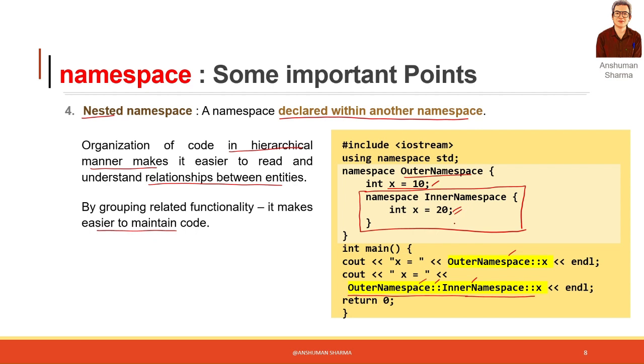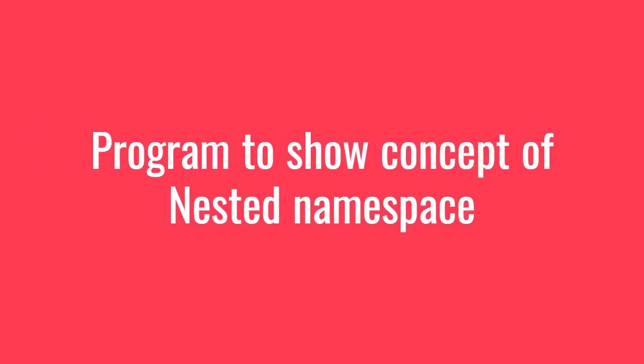Then in order to access it in the main function or outside, you have to prefix both the name of the outer namespace followed by the inner namespace, in that order, first the outer then the inner. That is also to be remembered. So this code can be executed, and the first time it gives me the x value 10, and next time it will give the value of x to be 20. So let's see.